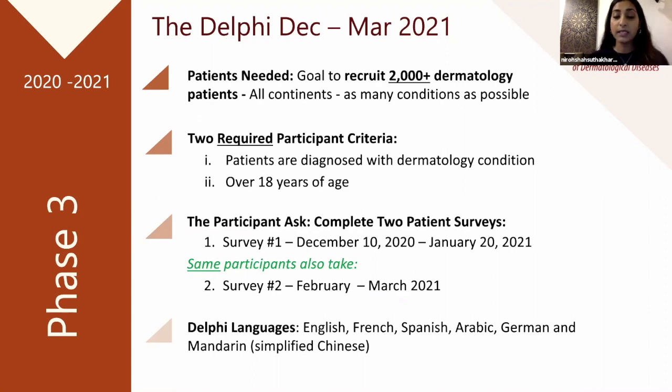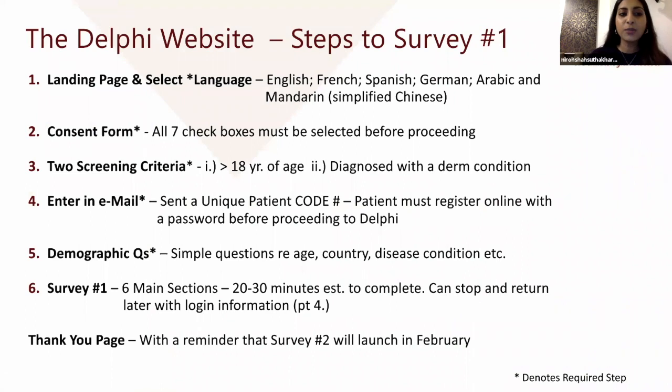The last point is that we have translated the Delphi survey into six languages: English, French, Spanish, Arabic, German, and Mandarin. I'd like to briefly go through the steps of completing the Delphi online survey and show you afterwards examples of how the pages look.